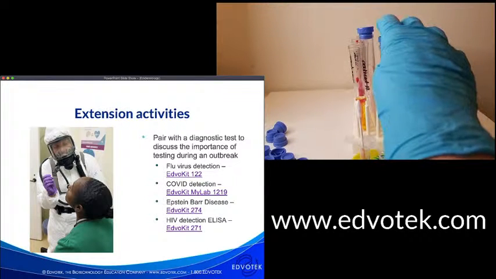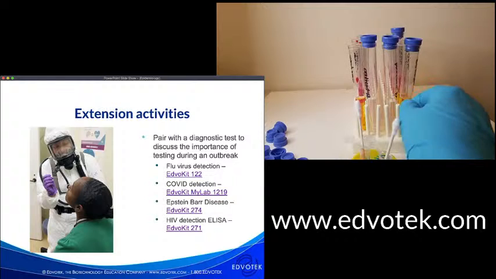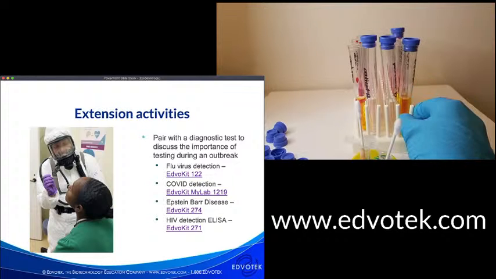We have a flu detection kit. We have a COVID ELISA. We have a simulation of an Epstein-Barr disease testing kit, which is the disease that causes mono, which can be common amongst students. And then there's also an HIV detection ELISA.